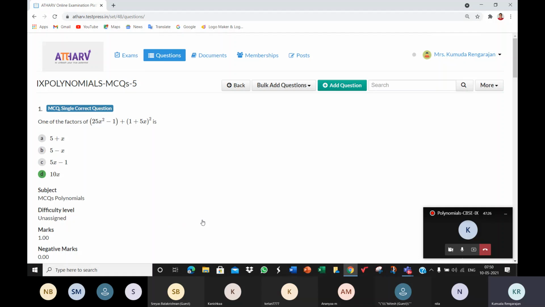All right, children. So this was another test which you completed yesterday. See the first one. One of the factors. See again, one of the factors. Meaning we need to work this and get the answer in product form. One of the factors. Work and tell me, children. Please work and tell me what you get.